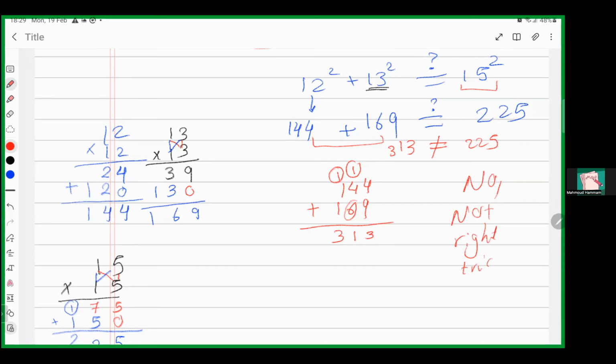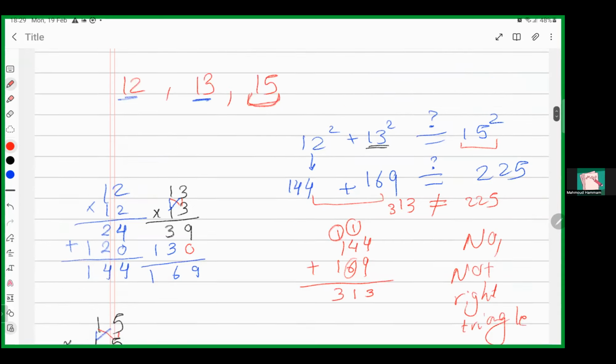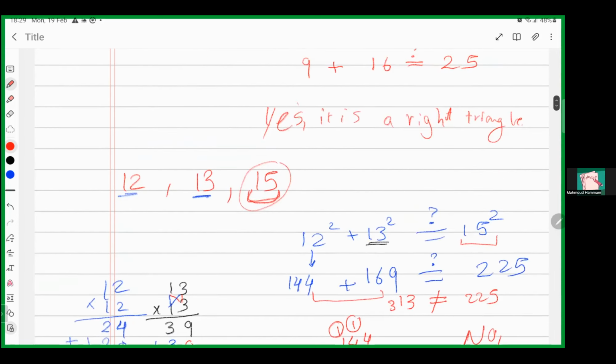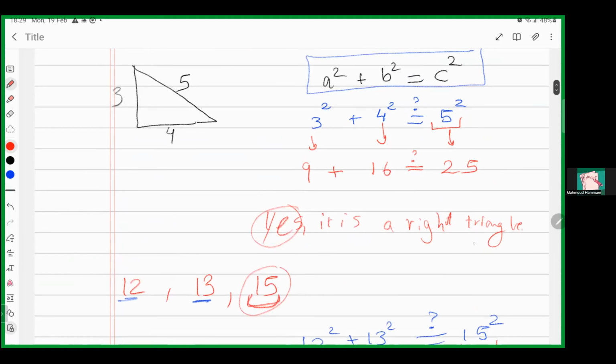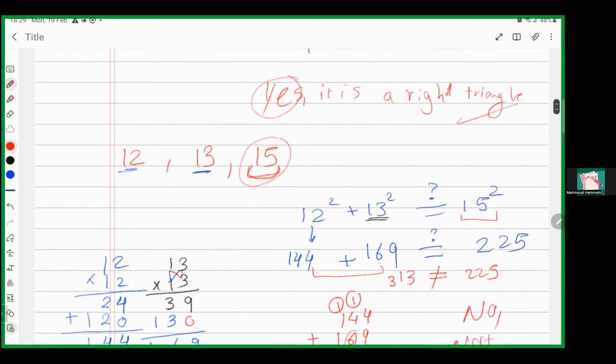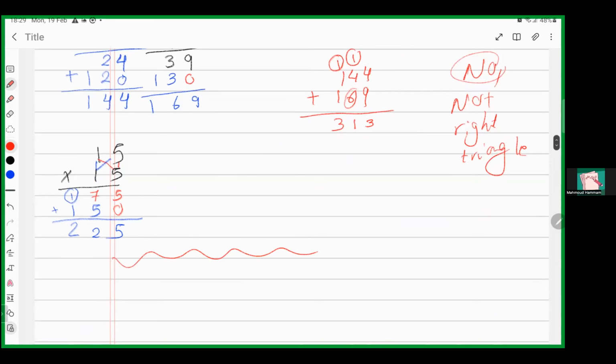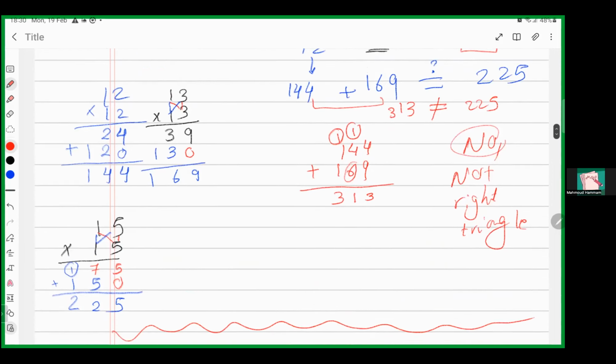triangle. So for the last time, he will give you 3 numbers. You will try to find the square of the 2 small numbers. The sum of them, is it equal to the square of the bigger number or not? If yes, this is a right triangle. If no, it is not a right triangle. So briefly, this is 7.4. Any questions?